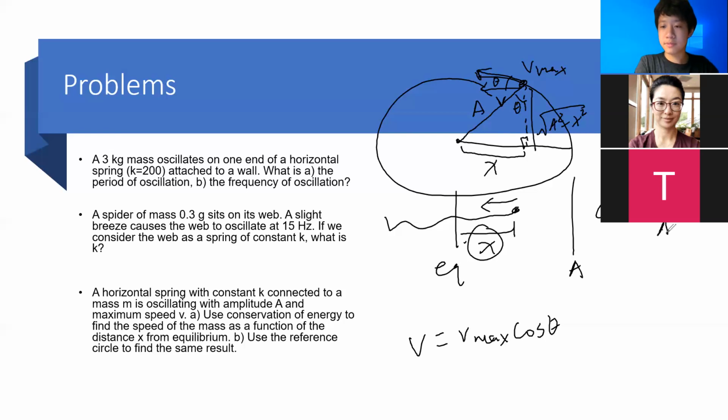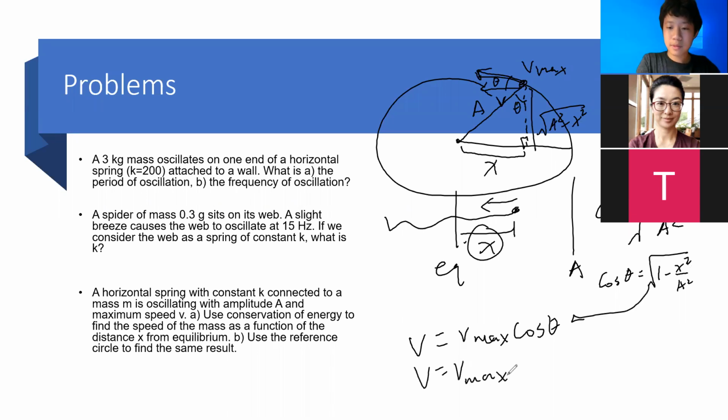over the hypotenuse. Doing a little bit of simplifying, we can put the a squared inside the square root, and we get cosine theta equals square root of 1 minus x squared over a squared. Oh, look here, if we just plug this in, we get v equals v max square root of 1 minus x squared over a squared. We got the exact same answer.